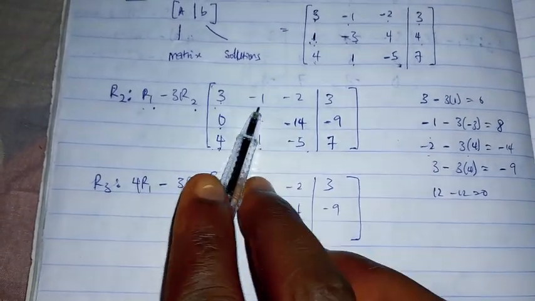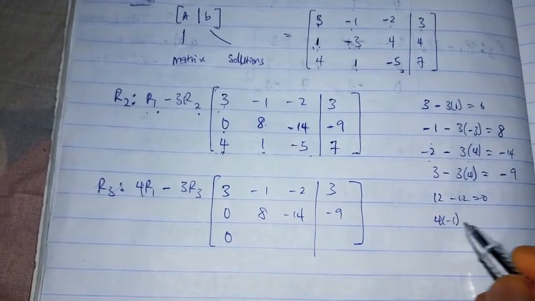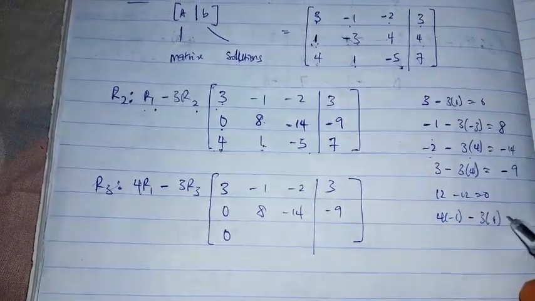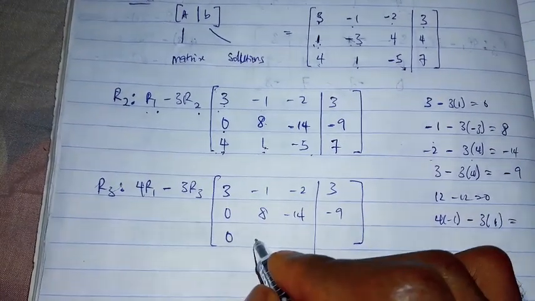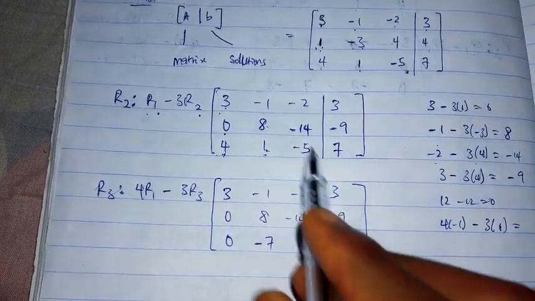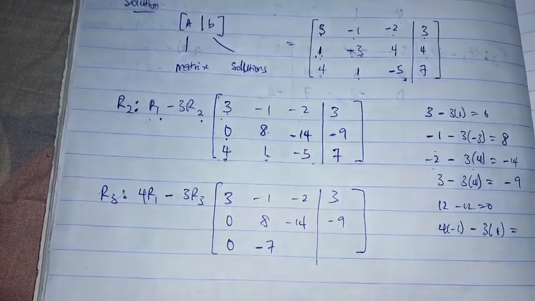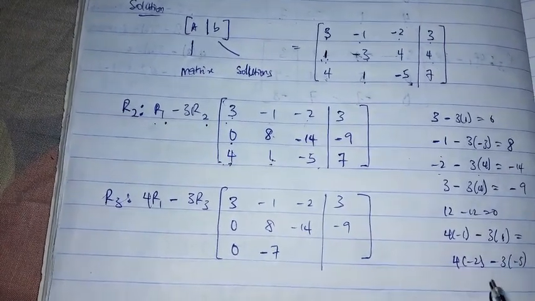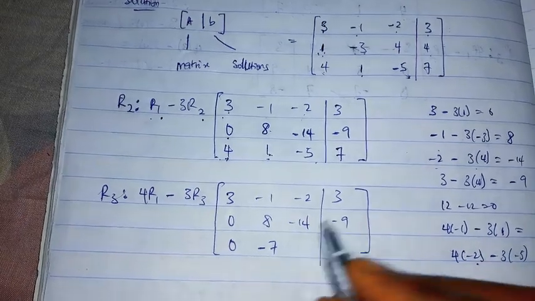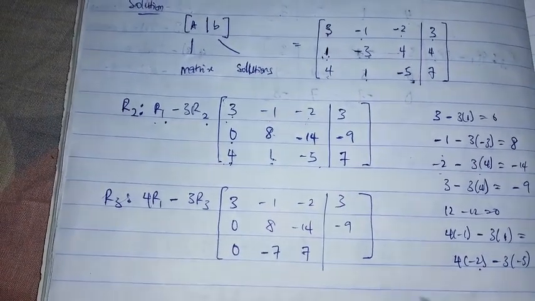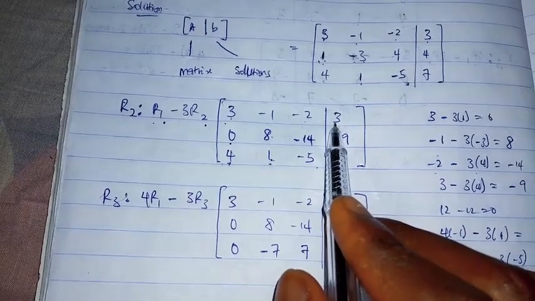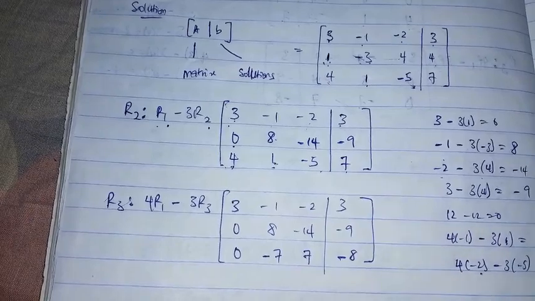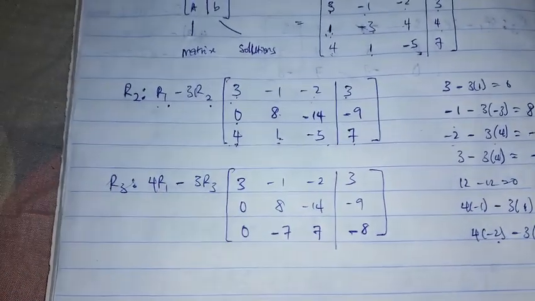For this case, now it becomes 4 times minus 1, minus 3 times 1. So that's minus 4 minus 3, so that's minus 7. For this also, it becomes 4 times minus 2, minus 3 times minus 5. So that's minus 8 plus 15, and that's 7. Finally, 4 times 3 is 12, minus 21. That's minus 9. Now if this gives me minus 9, let's now continue.